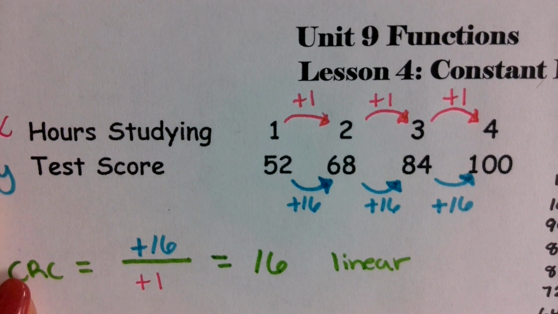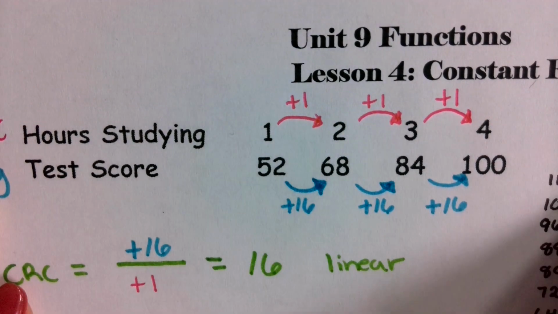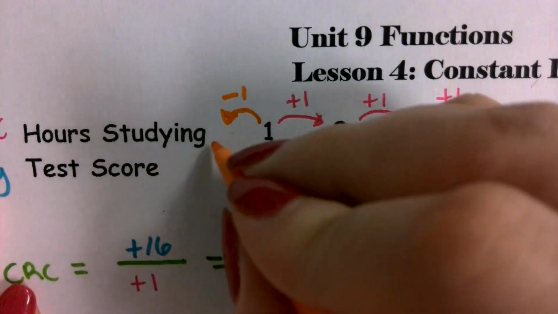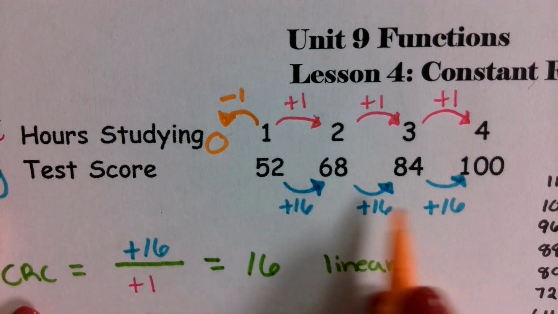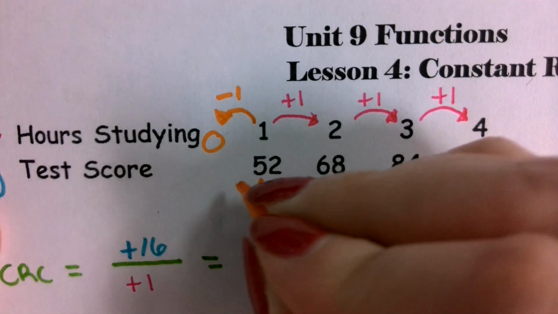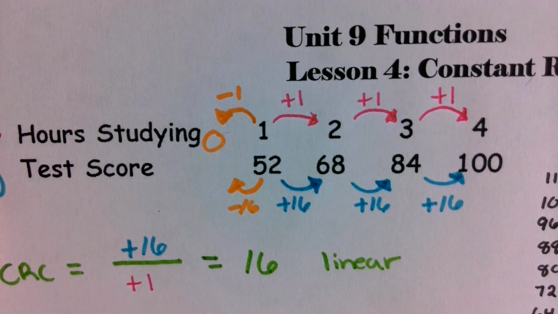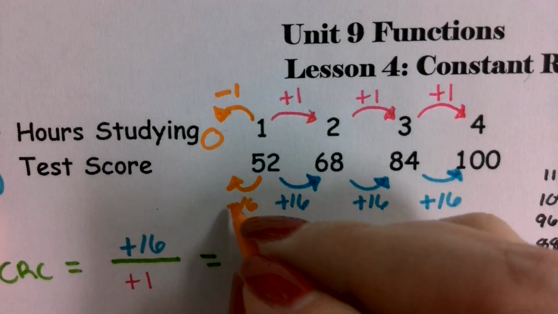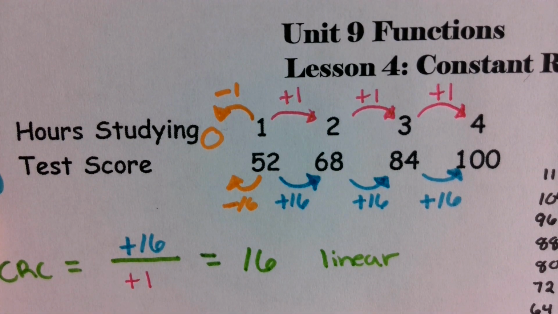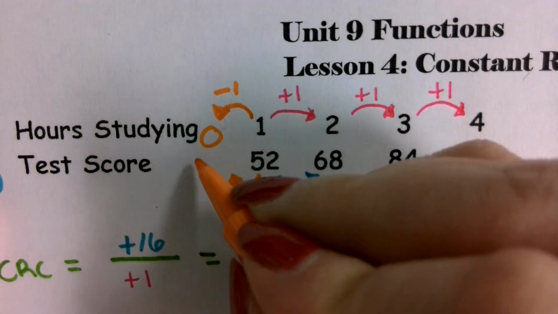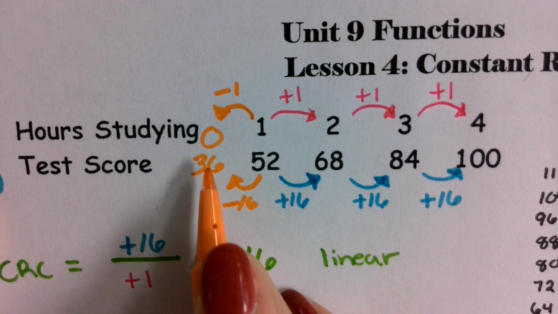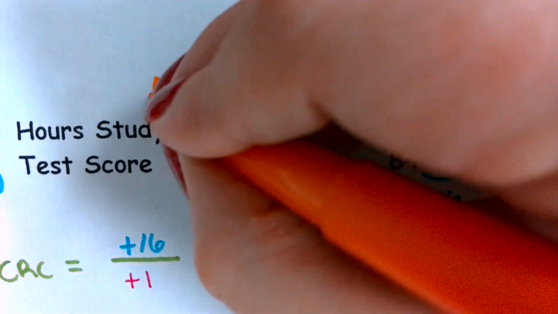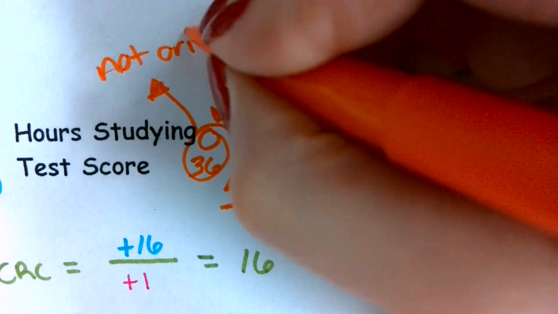But what if I were to go backward? Instead of increasing by 1 to go forward, if I went backward, I would subtract a 1. And that would bring me to 0. And then instead of going forward and adding 16, I would go backwards and subtract 16. If I do 52 minus 16, what would that bring me to? 36. Is that 0, 0? No, one of the values is at 0, but the other value is at 36. That's not the origin. So write that down.